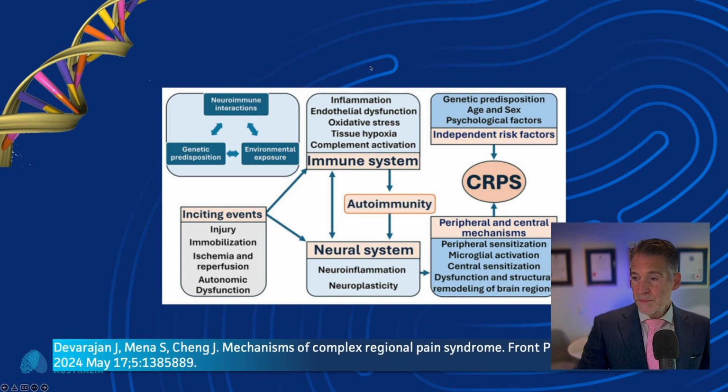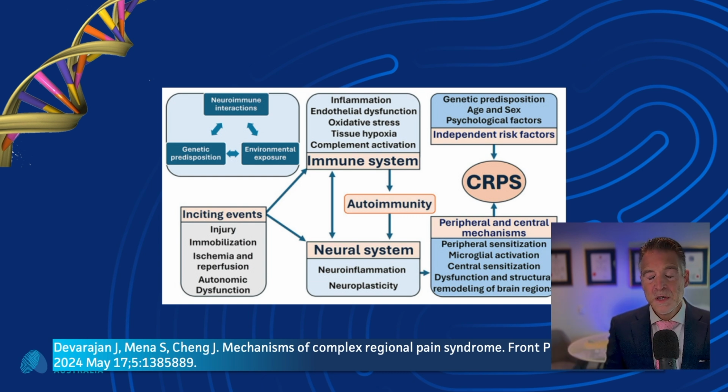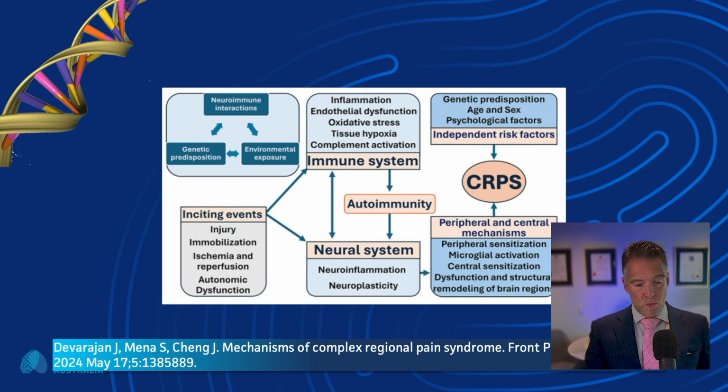Then if you go to the top part of the diagram, the immune system is a key factor in the development and potentiation of complex regional pain syndrome. There is inflammation, which triggers the immune system. There is what we call endothelial dysfunction. So the walls of the blood vessels can change. They can become more leaky. They can leak out chemicals and other things that can promote complex regional pain syndrome.